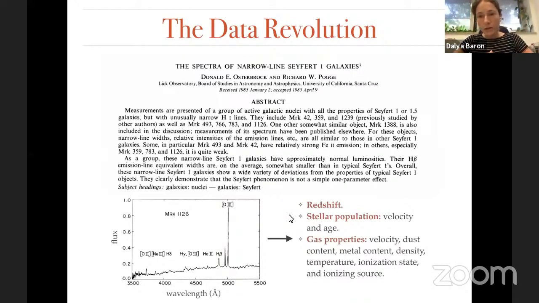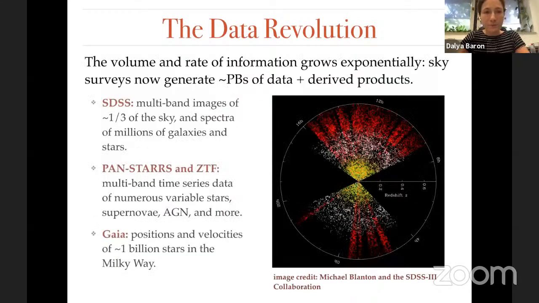And what I'm showing you here is, in some sense, a traditional paper from 1985, a very good paper. It has nearly 800 citations the last time I checked. And it taught us a lot of new things in this field of narrow line Seyfert 1 galaxies. So this was the situation roughly until 2 decades ago. And then things have changed dramatically. So the volume and the rate of the information that we have in astronomy today grows exponentially.